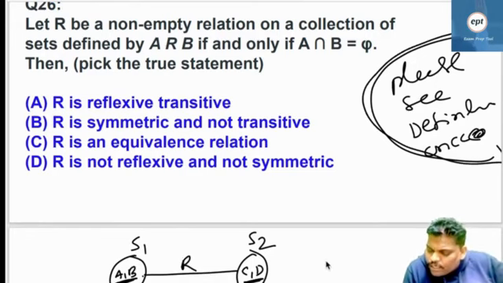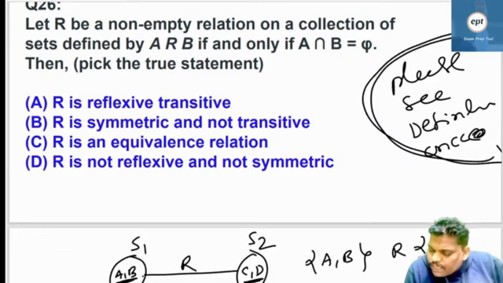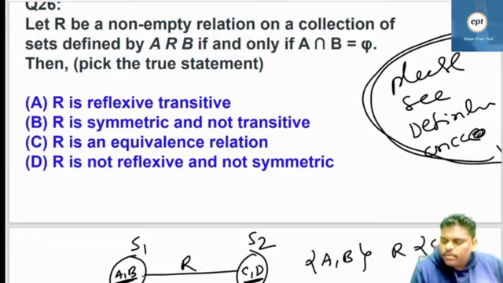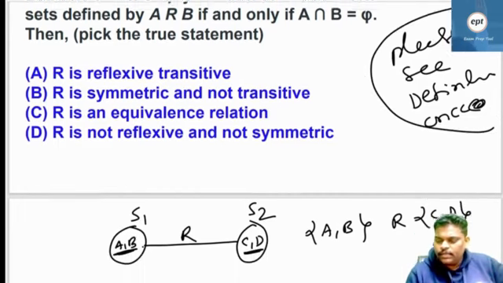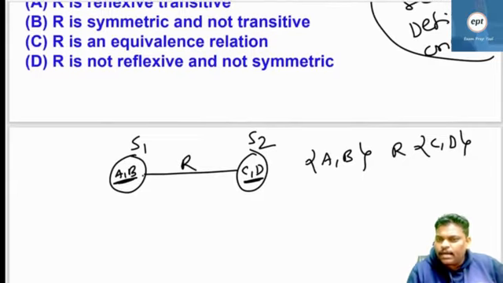Can you help me now? I want an answer from you. Is set {A,B} related to set {C,D} or not? Please let me know. Yes?